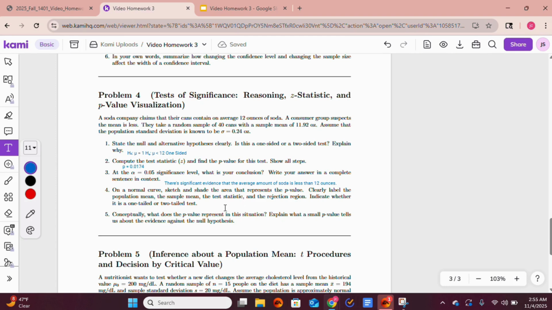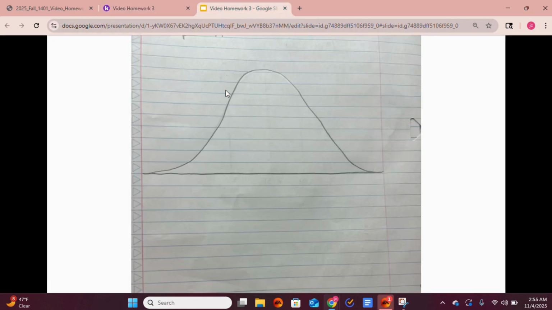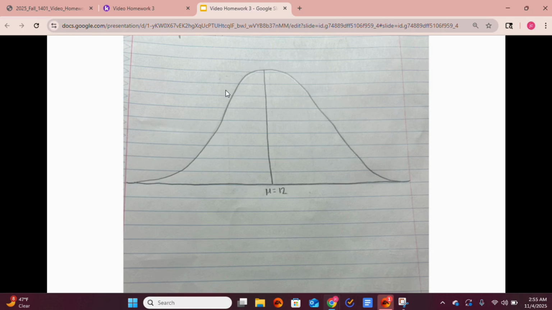Now for question 4, it asks, on a normal curve, sketch and shade the area that represents the p-value. Clearly label the population mean, the sample mean, the test statistic, and the rejection region. Indicate whether it is a one-tailed or two-tailed test. We'll start off by just making the curve, and then we'll mark our line in the middle showing our mean of 12.